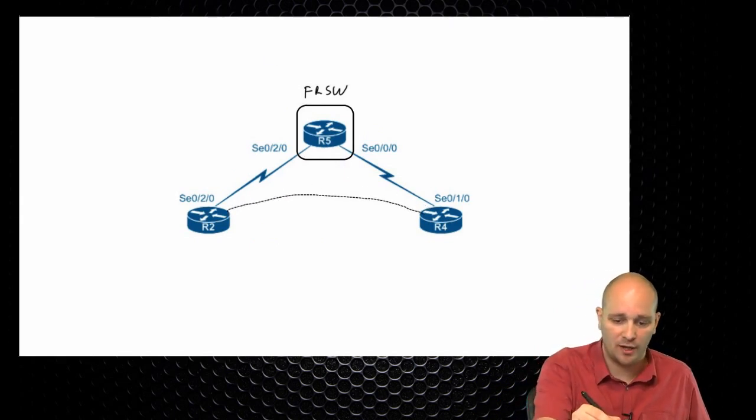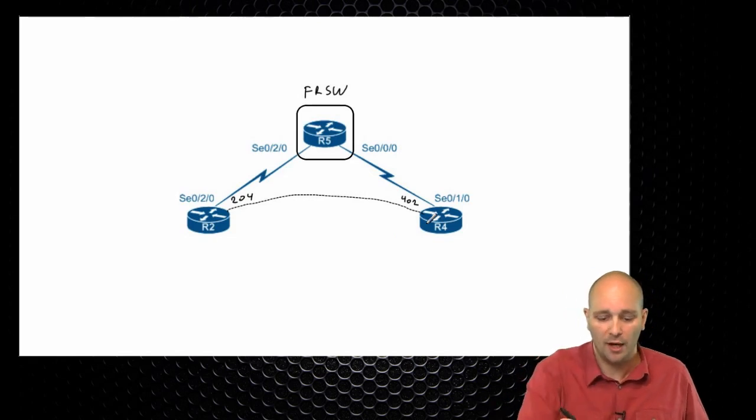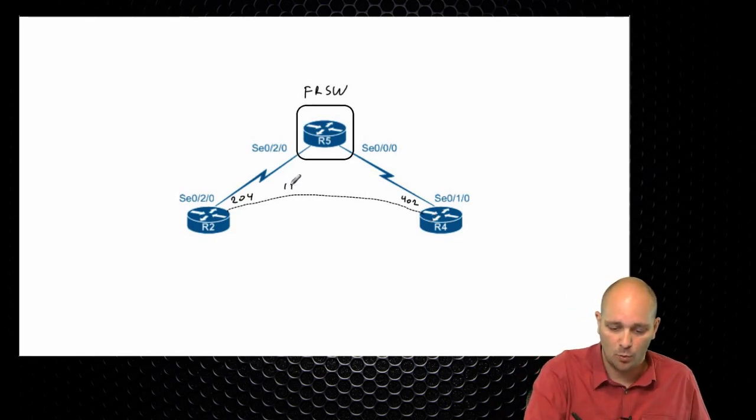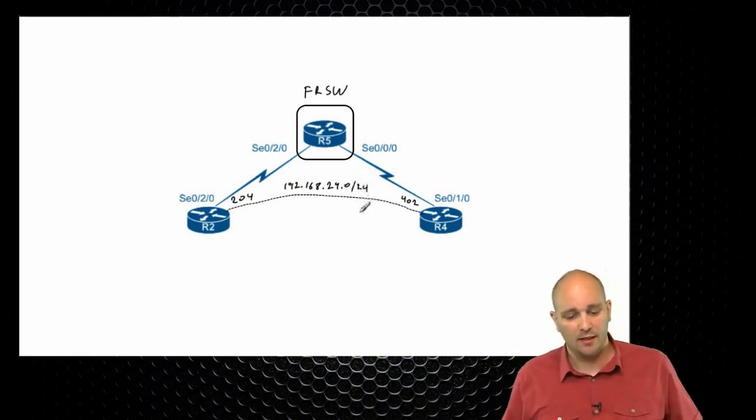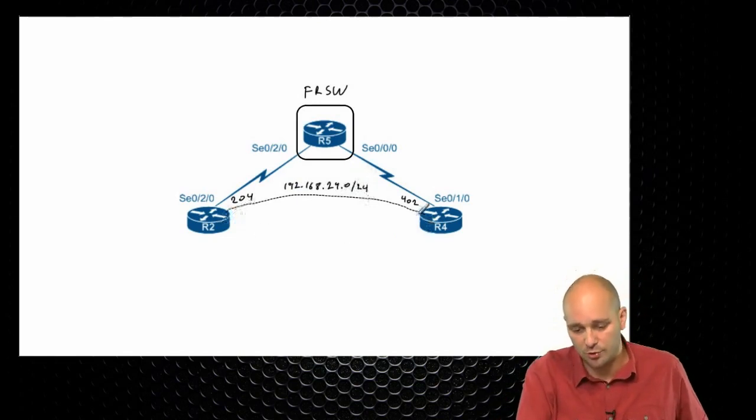So on this black connection, I want to use DLCI 204 on R2, and I want to use DLCI 402 on R4. And I want to have 192.168.24.0/24 as the IP addressing on this connection. And I will use .2 on R2, and I will use .4 on R4 as the IP address.